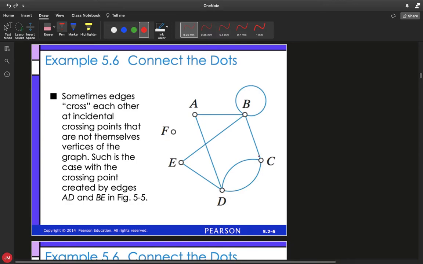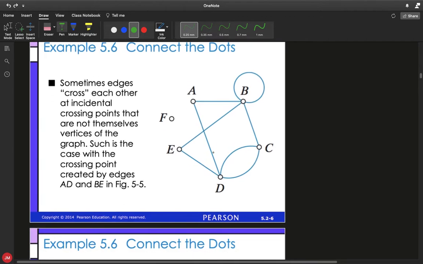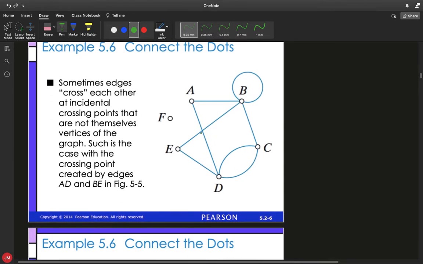Now, as we mentioned with the house example, sometimes edges are going to cross each other at incidental crossing points but aren't actually part of the graph itself. So as an example on this graph, notice that you've got this line from A to D and this line from E to B, which are crossing at this point right here, but there's no vertex there. And that's going to happen sometimes. So don't think that this point is a vertex, all right?